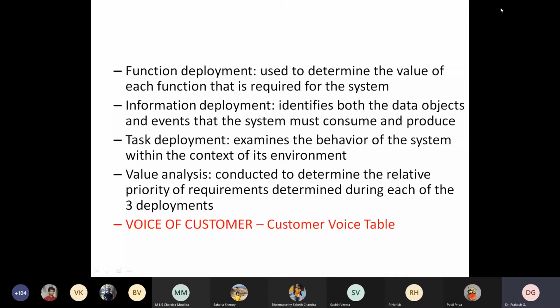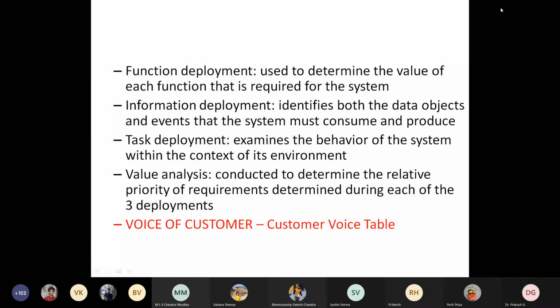Then comes the task deployment. Task deployment means how the system should behave within that environment. Sometimes the system will work in the experimental setup, that means it will work in your laptop. But if I ask you to install that particular application in my laptop with a different platform or operating system, it will not work. So you have to find out the behavior of the system within the specific environment.